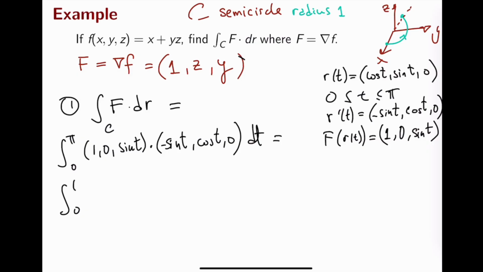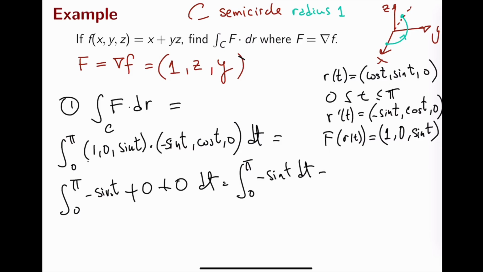So this is the integral between 0 and pi of, let's do now the dot product. This is 1 times minus sine t, this is minus sine t, plus 0 times cosine, this is 0, plus sine times 0, this is 0. So what we have is the integral between 0 and pi of just minus sine t dt.